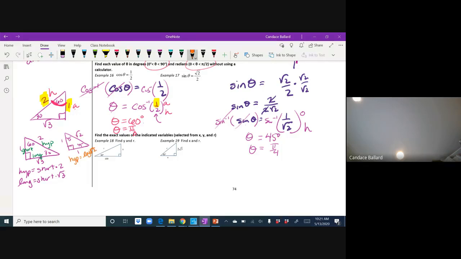And the way I keep them straight in my brain is that the one with the 30, 60, 90 is the one that has the square root of 3 in it, and the one that has the square root of 2 in it has the square root of 2. So that's kind of how I keep it straight.